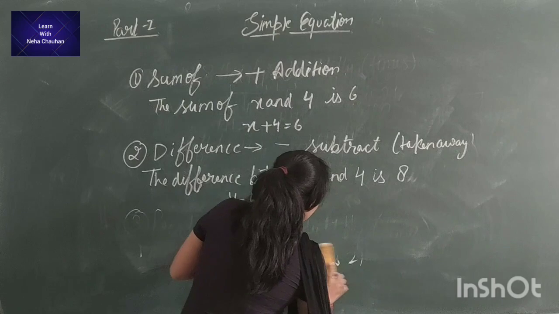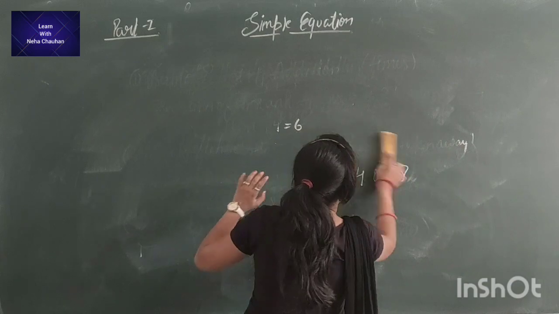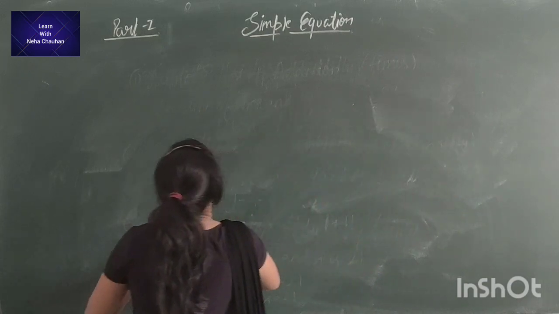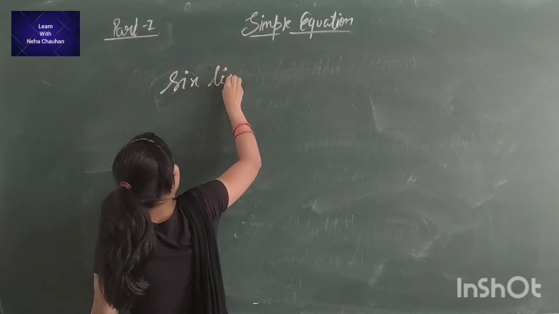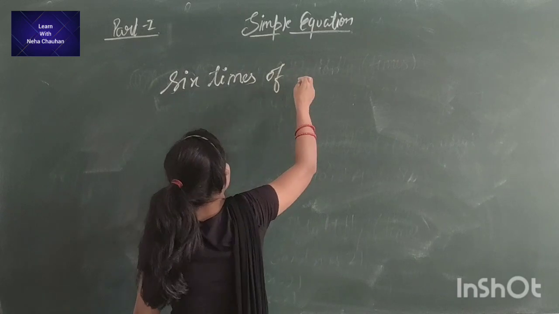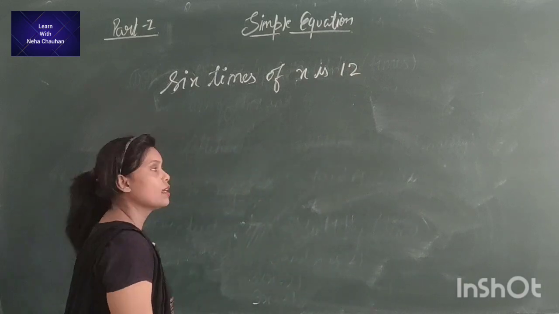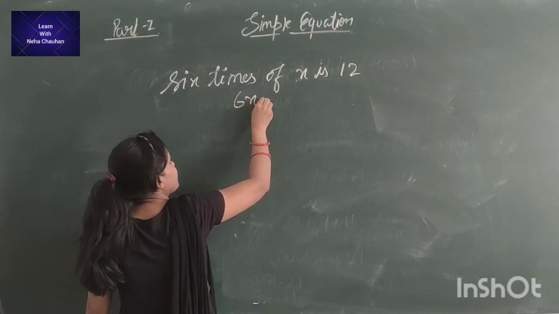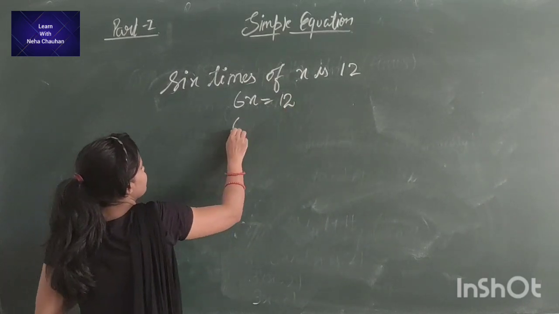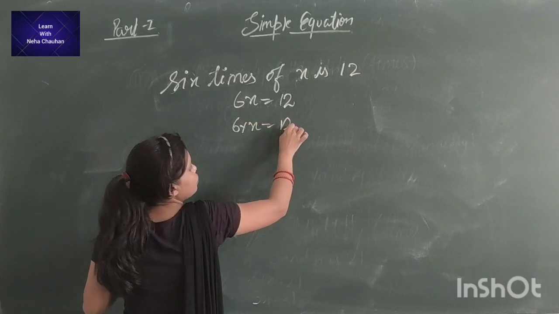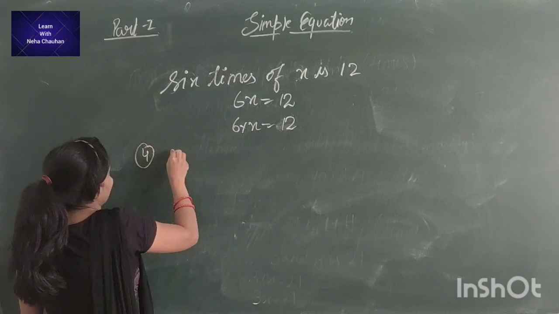Now let's take another example for times, right? So suppose the statement is 6 times of x is 12. Okay, that means 6x is equal to 12. Okay, this represents 6 multiplied x is equal to 12.